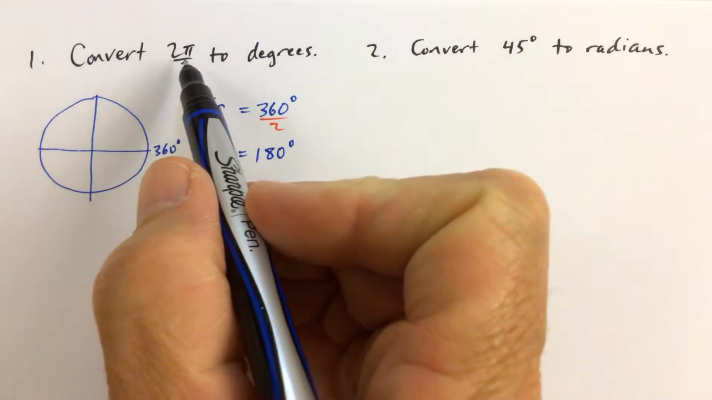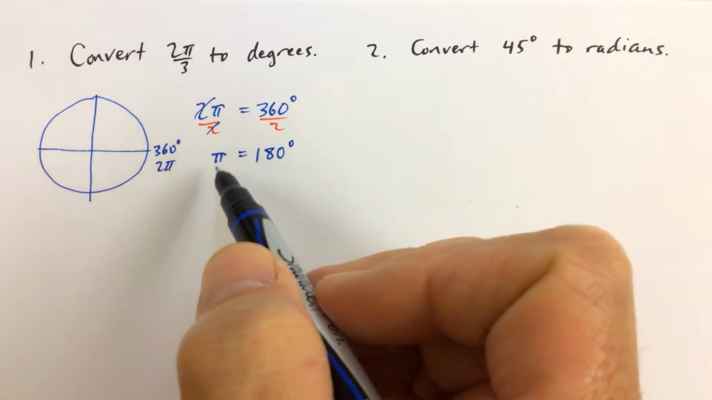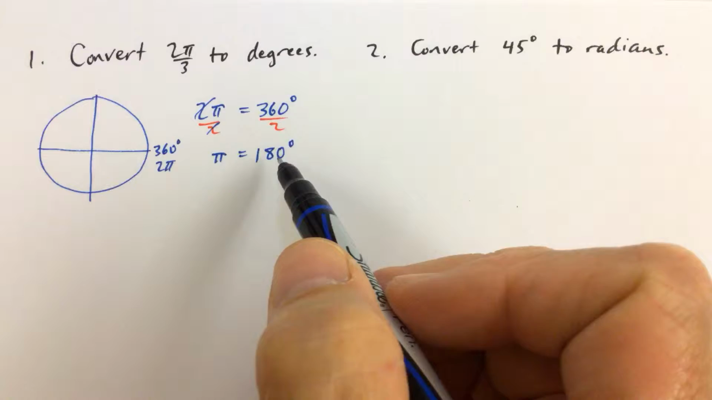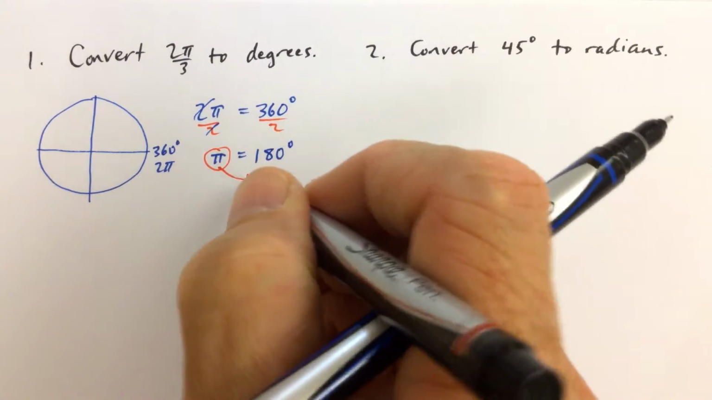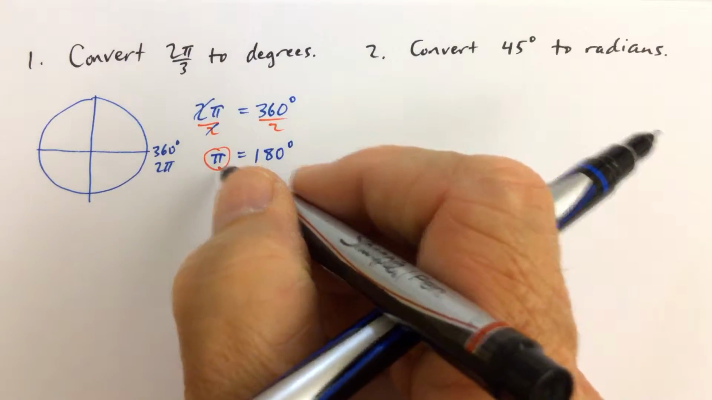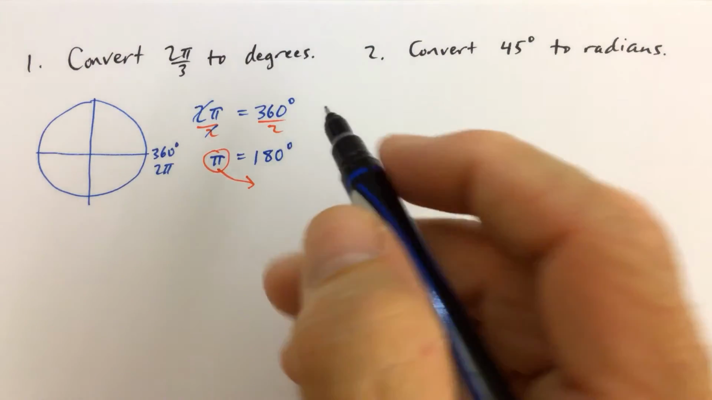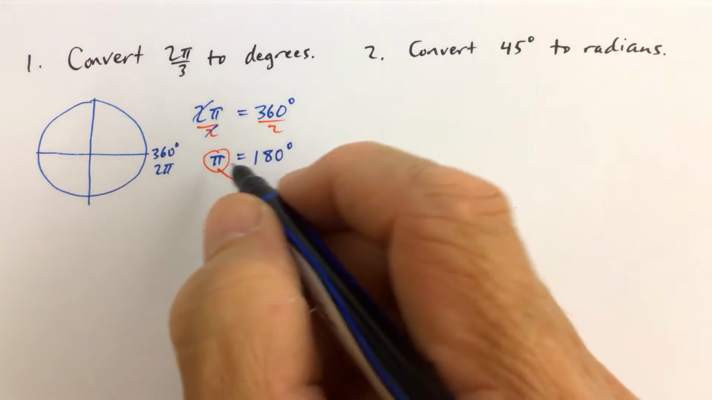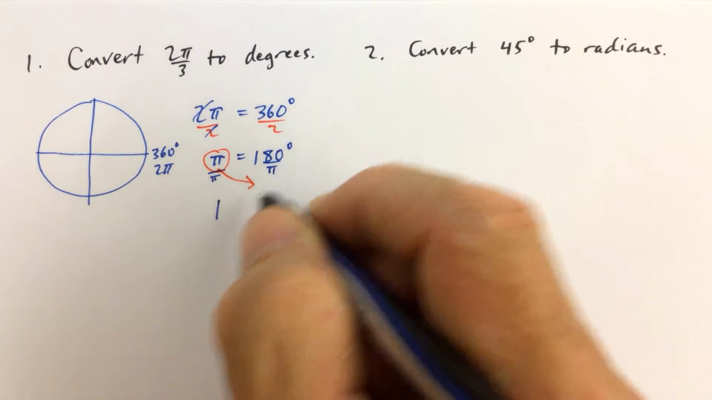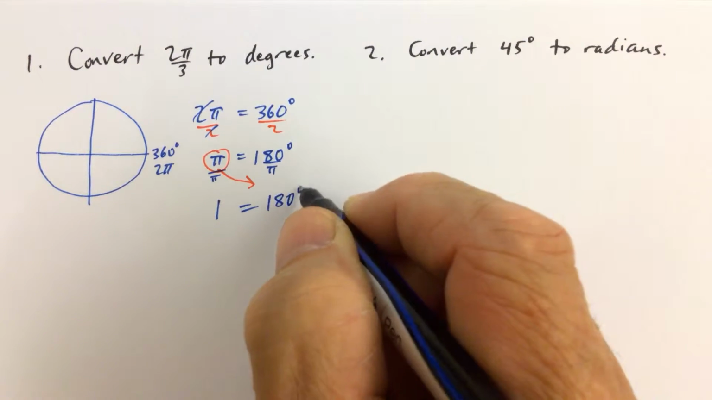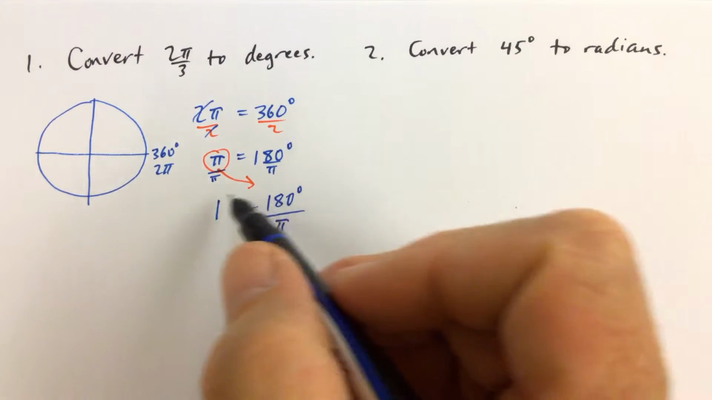Now, in the case of converting 2 pi over 3 to degrees, we want to get rid of the pi. We want to keep the degrees. The way I want you to think about this is, if we want to get rid of the radians and we want to get degrees, we're going to move the radian measure. Moving the radian measure means we're going to divide both sides by pi, and when we divide the left side by pi, we get 1. And when we divide the right side by pi, we just get 180 degrees over pi. So I want you to relate this to getting rid of the radians.